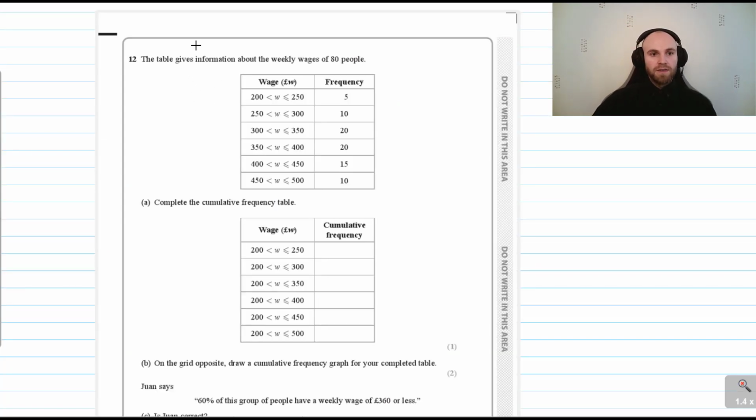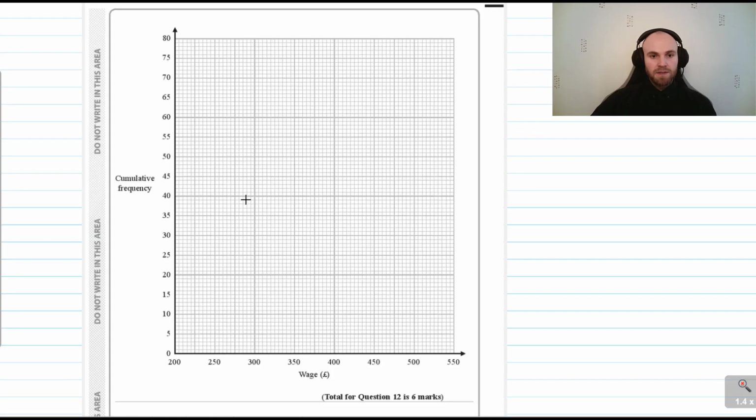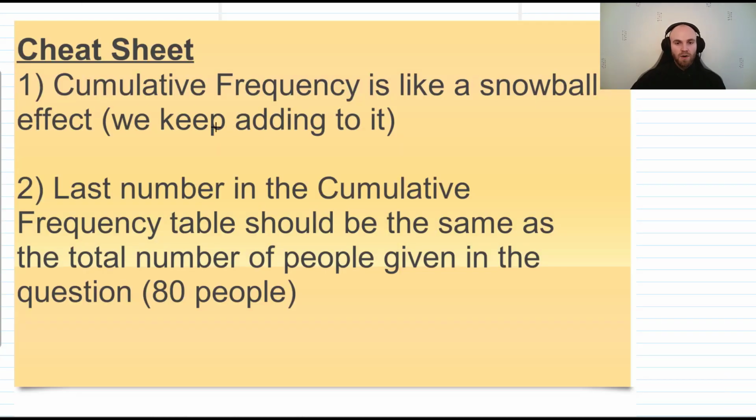Okay, so question 12. The table gives information about the weekly wages of 80 people. So we have this frequency table here. Part A, complete the cumulative frequency table. So I'm just going to go straight to the cheat sheet now. Cumulative frequency is kind of like a snowball effect. So we're going to keep adding to it as we go along. It's going to constantly get bigger and bigger and bigger.